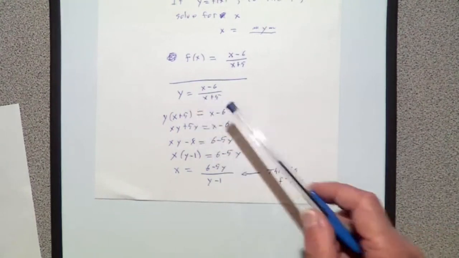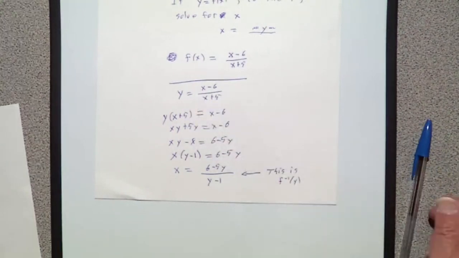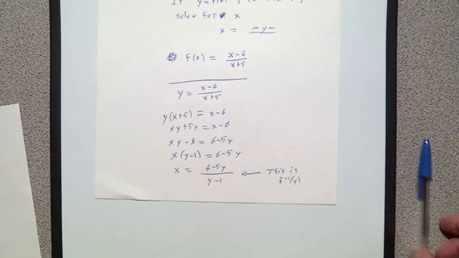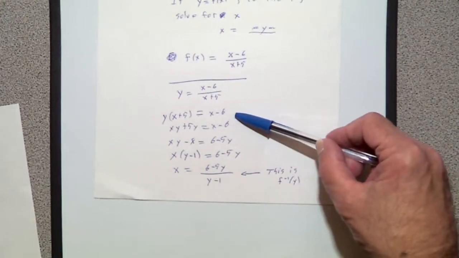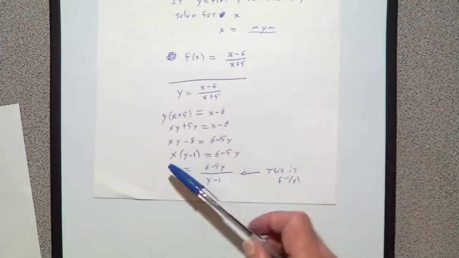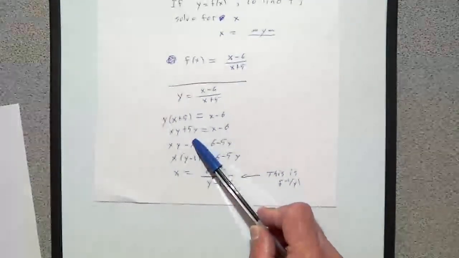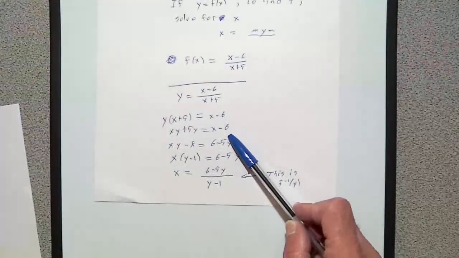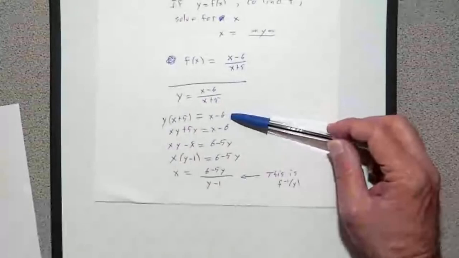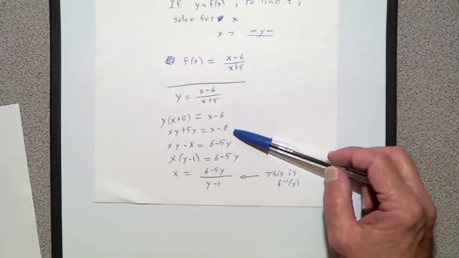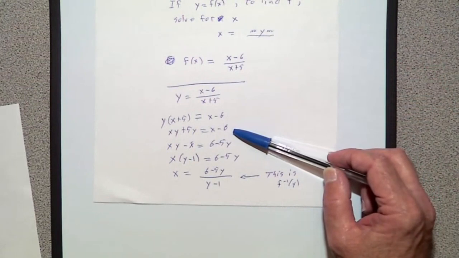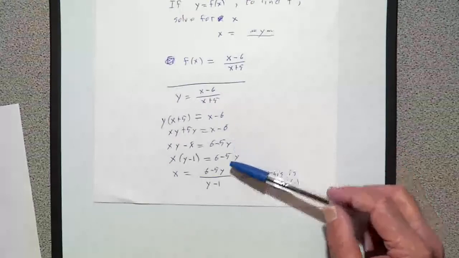Well, okay, set y equal to x minus 6 over x plus 5, and you solve for x. Multiply through by the denominator. And now we get a linear equation in the variable x. Treat y as a number. We want to solve for x. xy plus 5y is x minus 6. A linear equation in x.